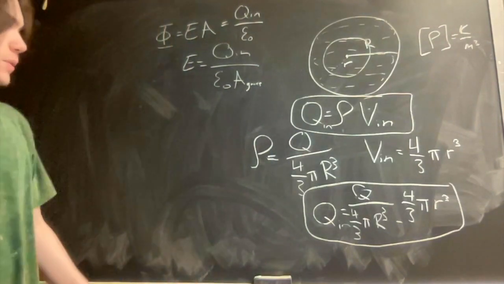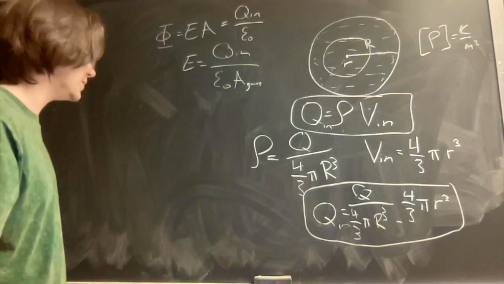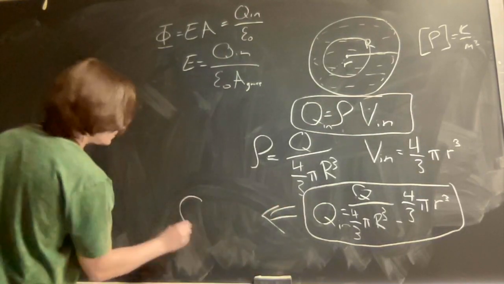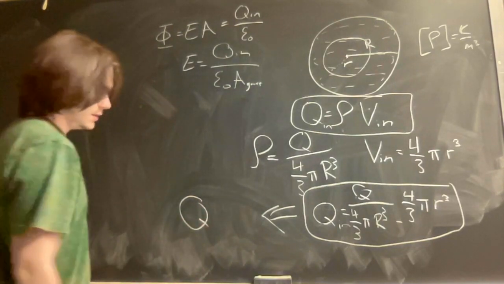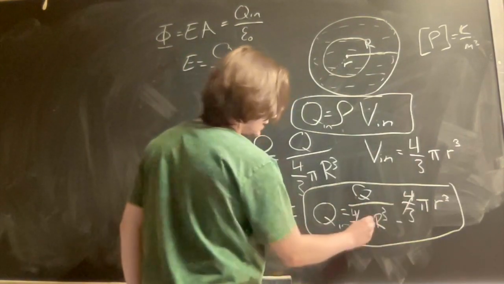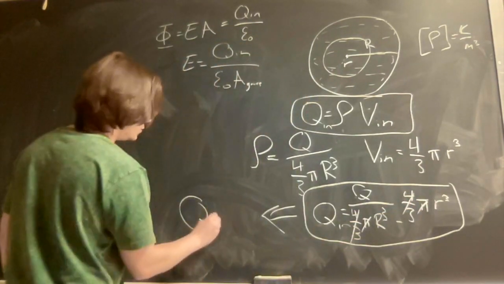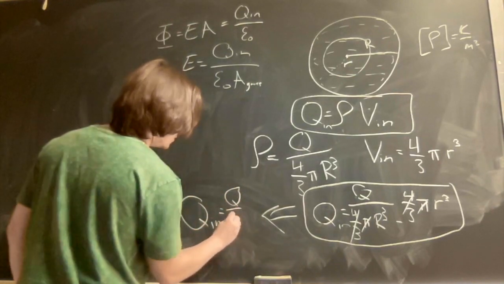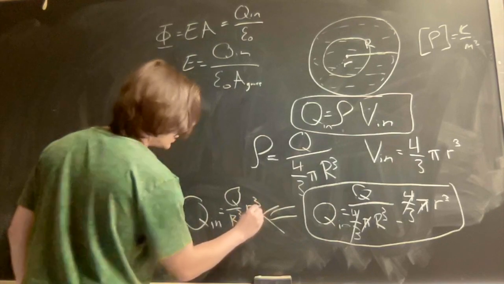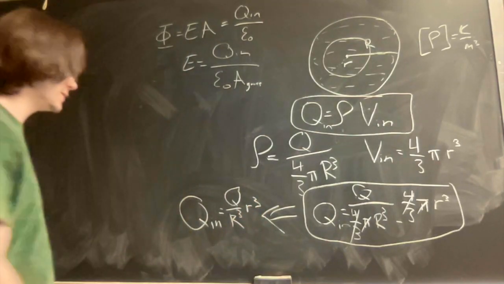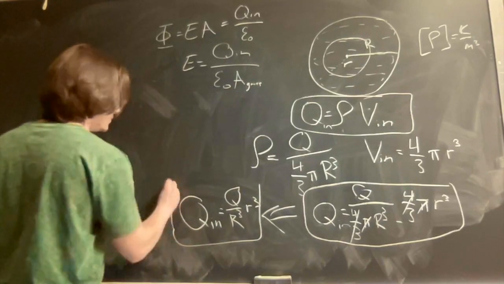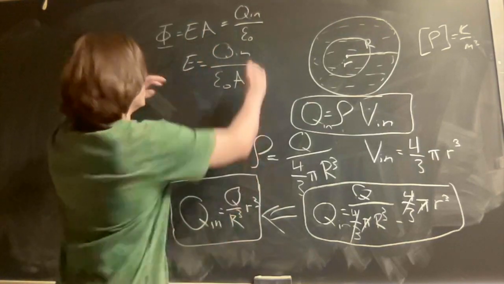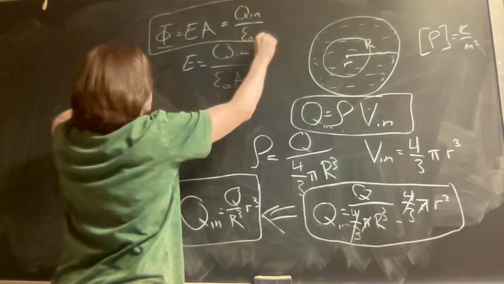So we found Q, and we can cancel some things. I'm going to draw that over here. Make it look a little more nice. This 4/3 cancels. This pi cancels. And then we're left with Q inside equals total Q over big R cubed times little r cubed, which is a very important thing, because this is what we're going to use up here in our Gauss's law equation, which is the key to this entire thing.